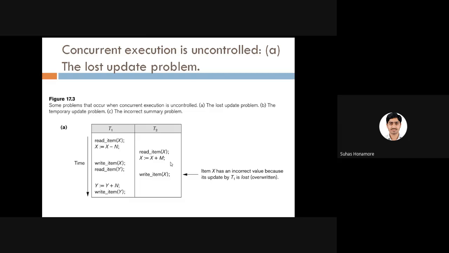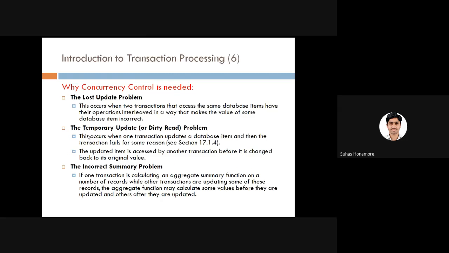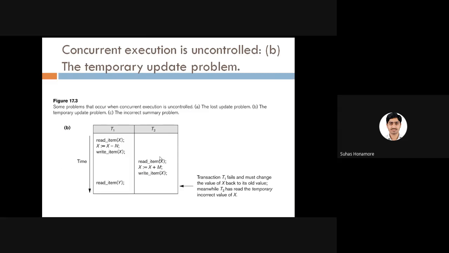Then we'll see the second one, the temporary update, which has one more name: dirty read. This will occur when one transaction updates a database item and then the transaction fails for some reason. It will update it, and by that time a second transaction will read that updated value, and then the first transaction will fail. Let's see an example.